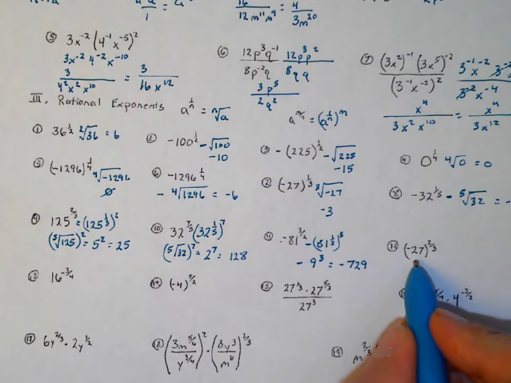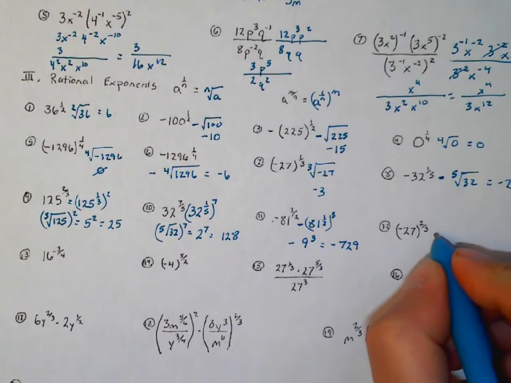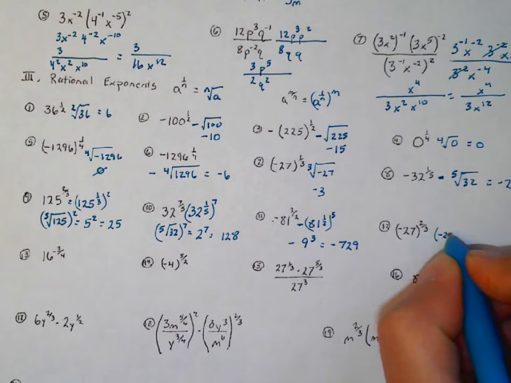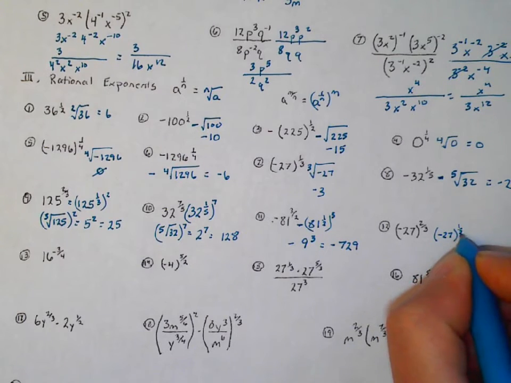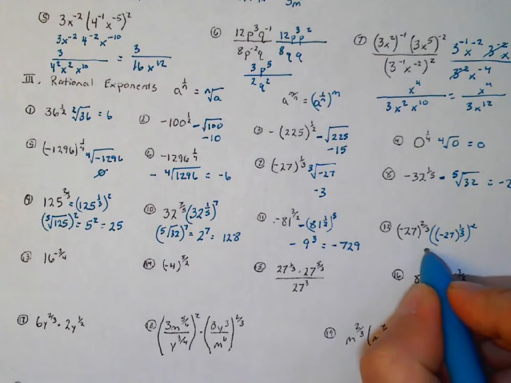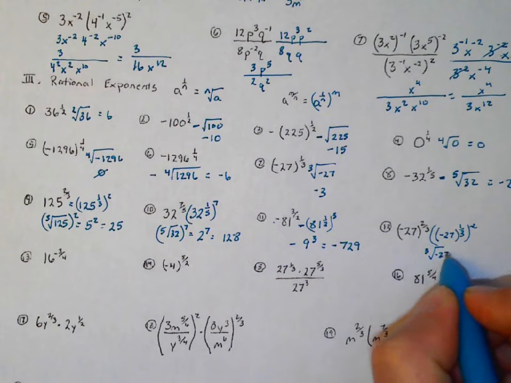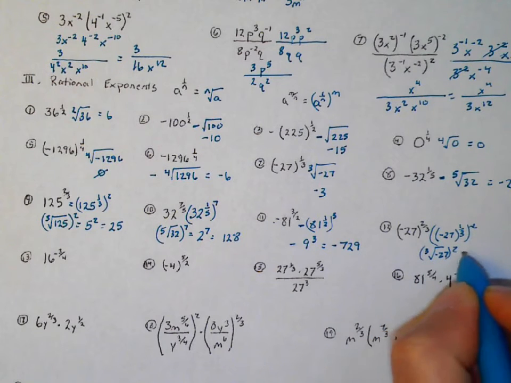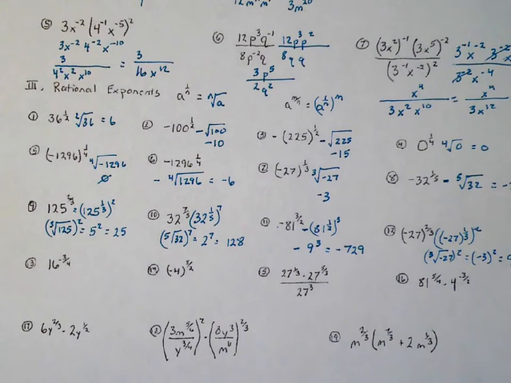Now the negative's on the inside, so this is a little different. So we're going to have negative 27 to the 1/3 power squared. Okay, so we have the cube root of negative 27 squared, which would be negative 3 squared, which is 9.